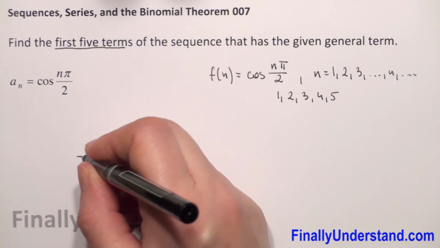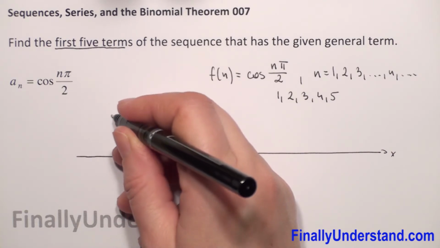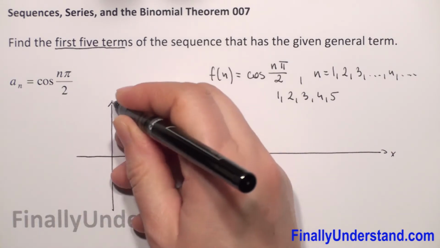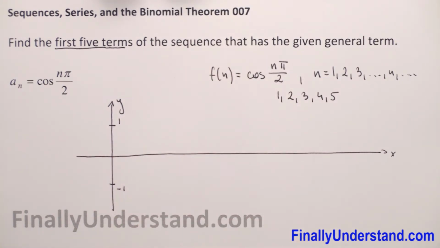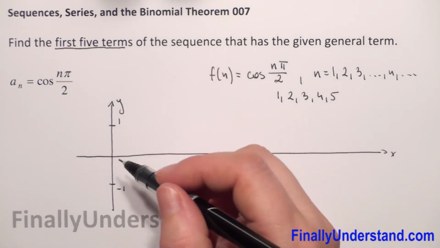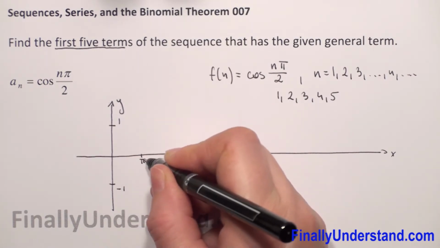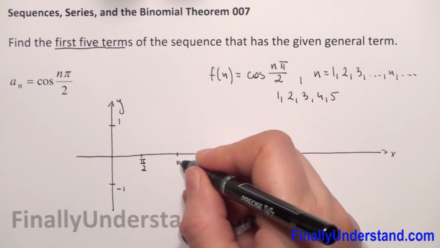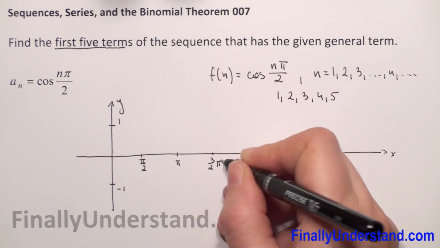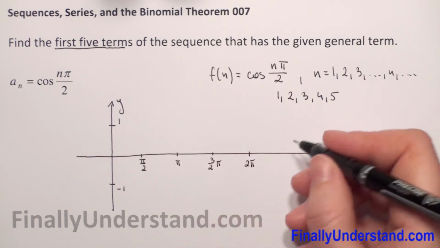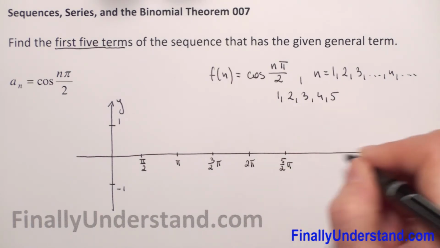Let me draw the xy plane. We know that cosine is between -1 and 1 and repeats every 2 pi. So let's put here pi over 2, pi, 3 over 2 pi, 2 pi, and 5 over 2 pi, and so on.